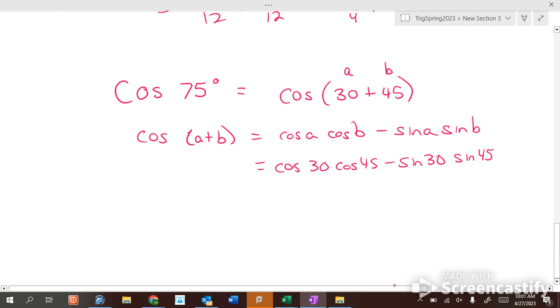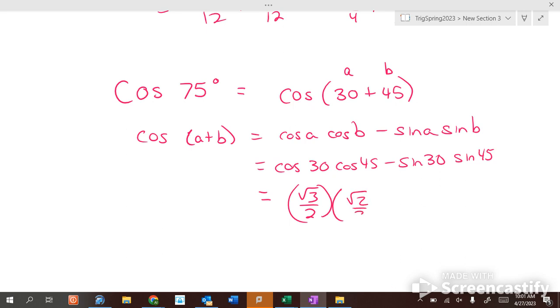Now, what's the cosine of 30? On your unit circle. Square root of 3 over 2. What's cosine of 45? Square root of 2 over 2. Sine of 30. 1/2. Sine of 45.